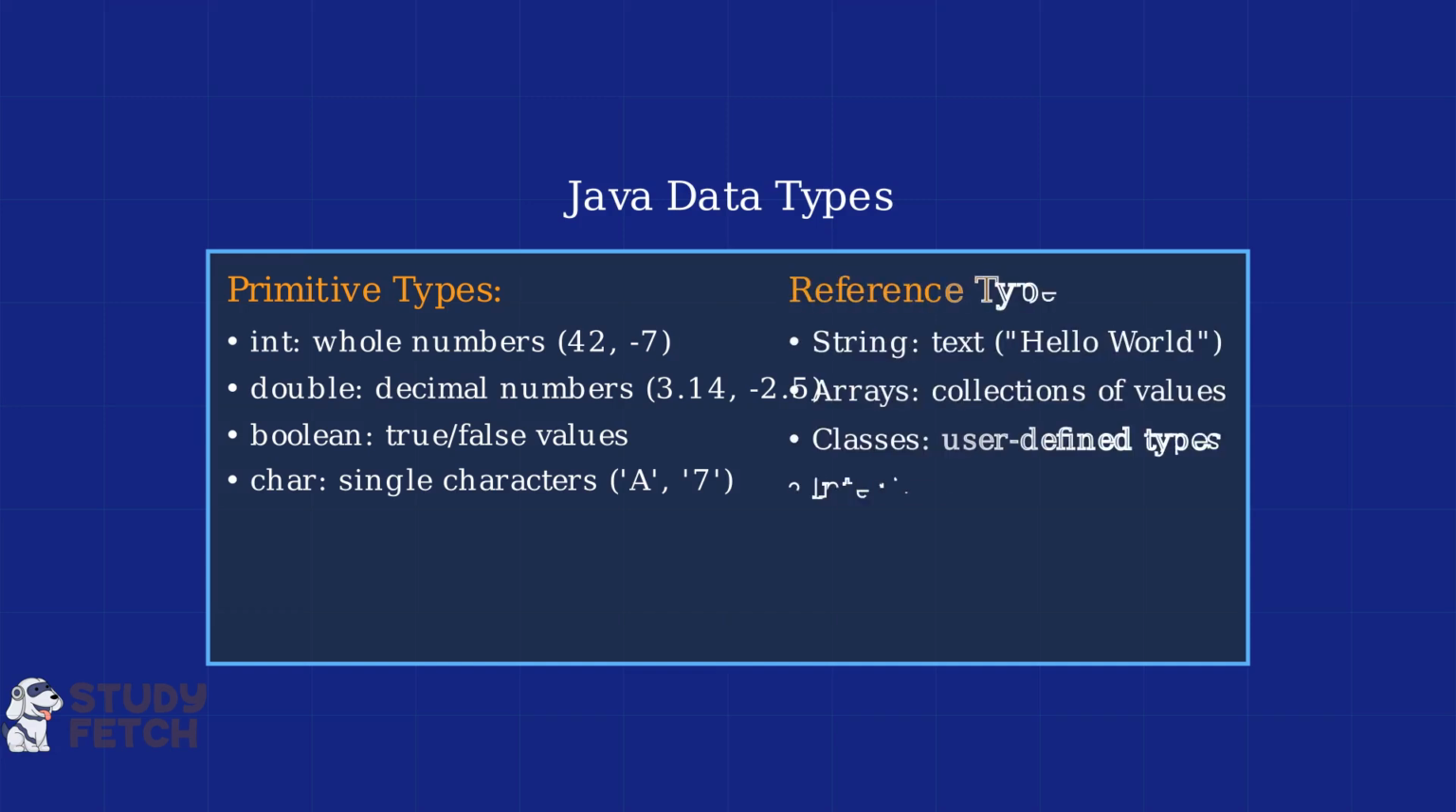Reference types include string for text, arrays for collections of values, and custom classes that you define. Reference types are more complex and store memory addresses rather than actual values.